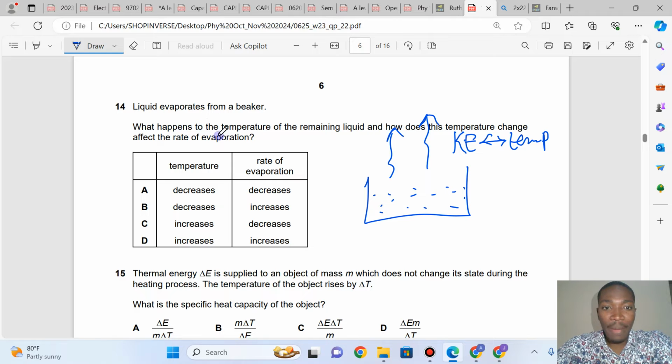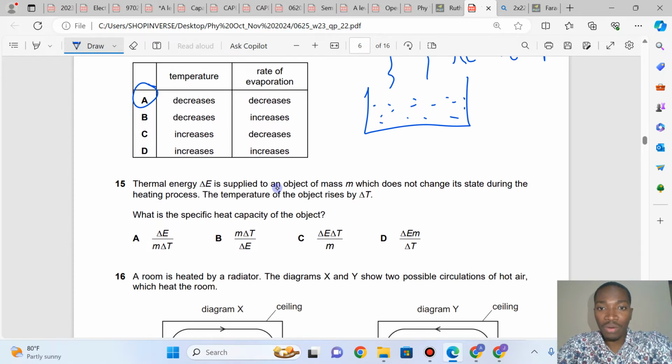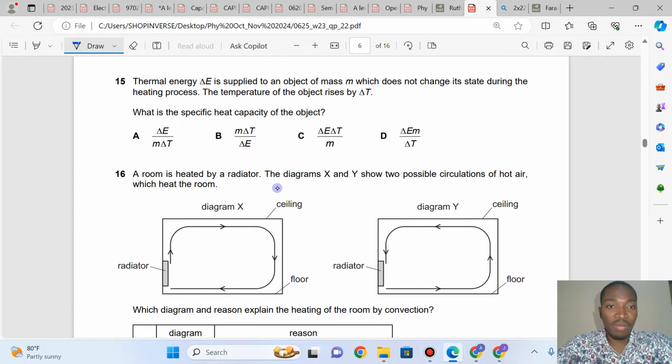So the question is, what happens to the temperature of the remaining liquid? And how does this temperature change affect the rate of evaporation? Temperature of the remaining liquid will be reduced, and that will reduce the rate of evaporation. So temperature decreases and the rate of evaporation decreases, and that makes option A the correct answer to question number 14. Now, question number 15.